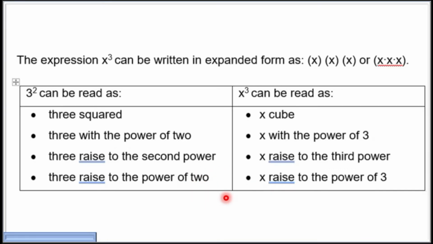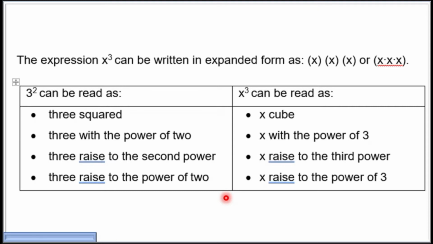Alright, the expression x cubed can be written in expanded form as the quantity of x times x times x, or using dots, the symbol of a dot, for multiplication.